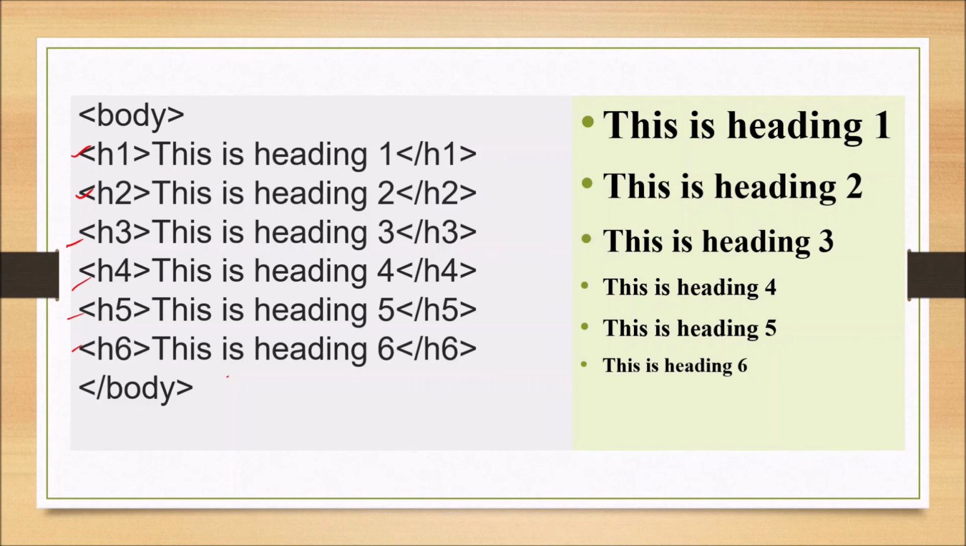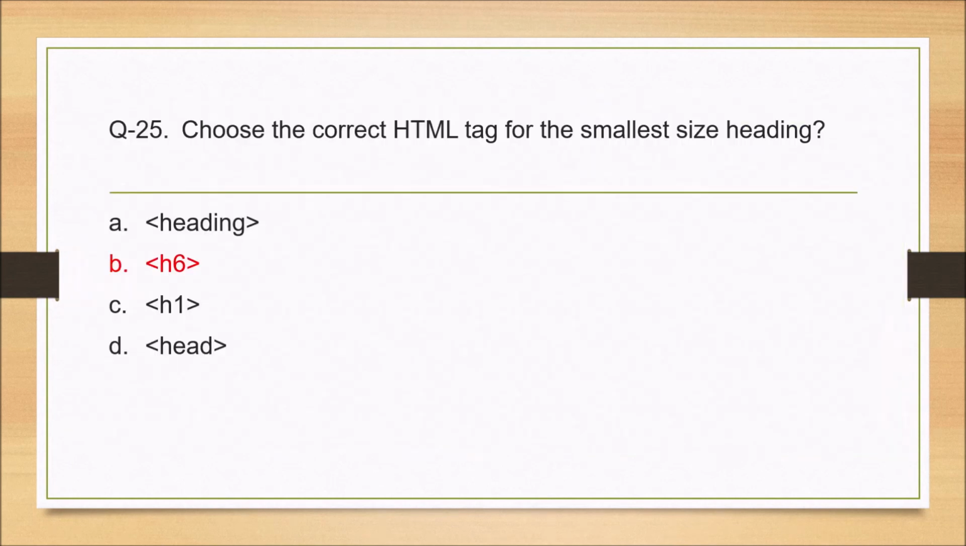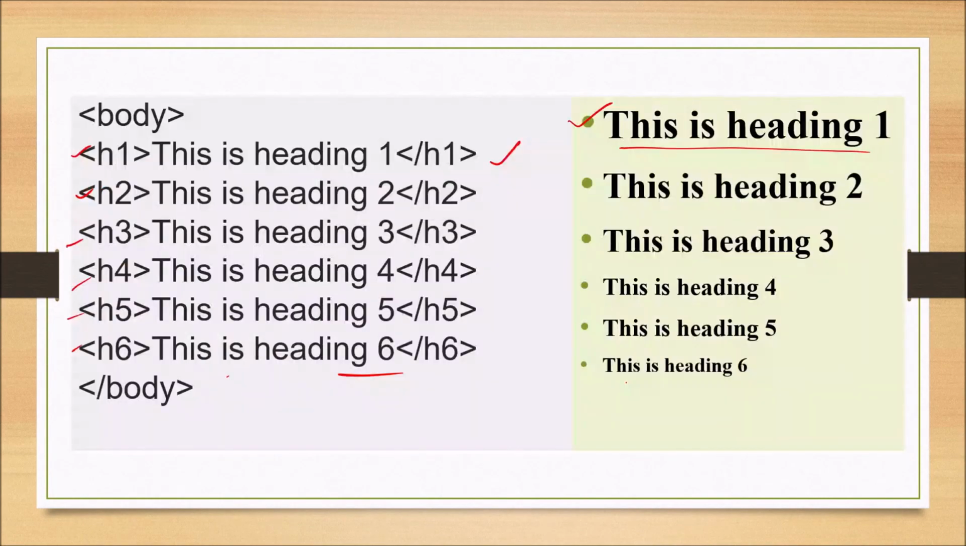Don't get confused about which one gives you the largest heading or which one gives you the smaller heading. H1 will give you the maximum size of heading, and H6 will give you the smaller size of heading. So H6 gives you the smallest size heading and H1 gives you the largest size heading.